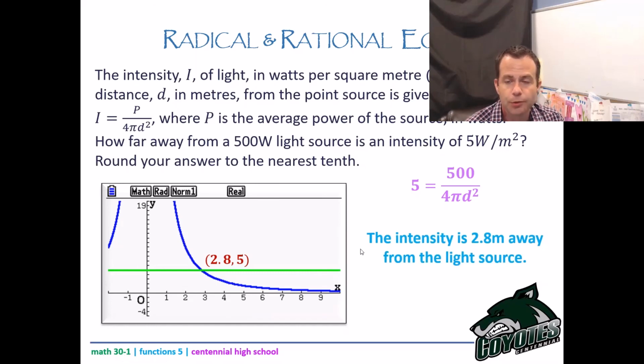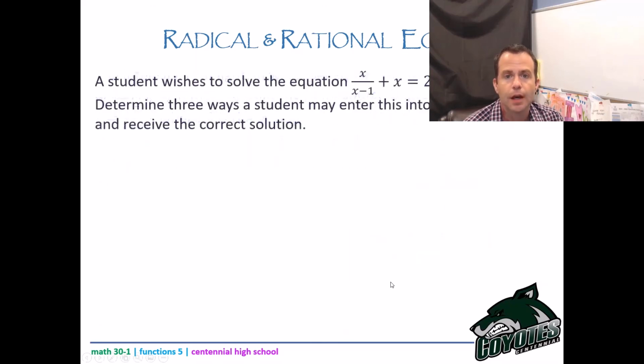Okay, great. All right, a student wishes to solve the equation x over x minus 1 plus x equals 2 graphically. Determine 3 ways a student may enter this into their calculator and receive a correct solution. So I want to know what they're going to enter, and I want to know what sort of solution they're going after. There are many, many ways we could do this. Pause me and jot down a couple of thoughts, and then I'll show you mine.